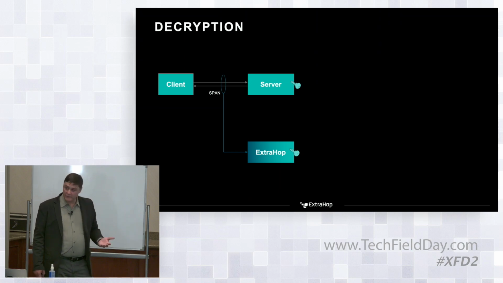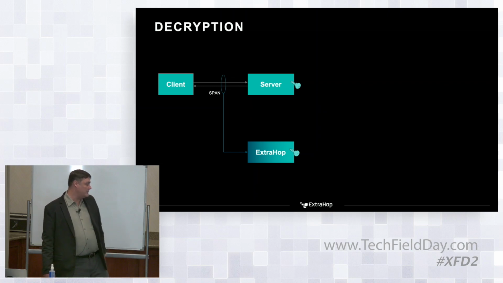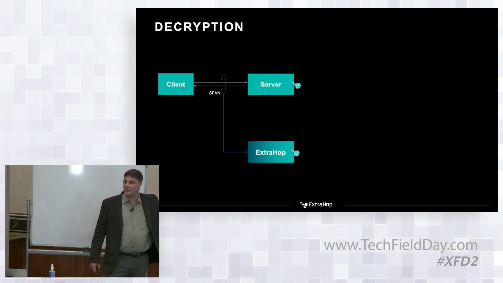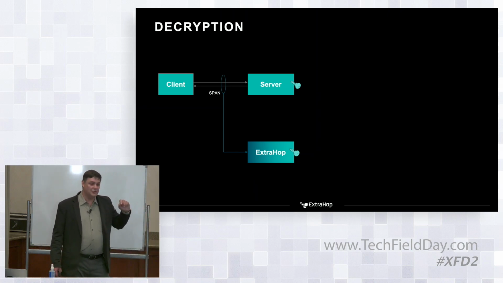The classic way to do this, and we've all seen devices like this, is that on your server you have a magic RSA key, and you take that key and put it on another device. All of a sudden that device has the ability to decrypt all that traffic. That's worked for probably close to 10 years. There's nothing magical about that.